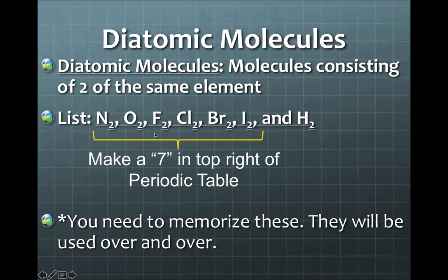Nitrogen, oxygen, fluorine, chlorine, bromine, iodine, and hydrogen. If you pick up your periodic table right now and look at it, the nitrogen, oxygen, fluorine, chlorine, bromine, iodine are going to make a 7 in the top right-hand corner of the periodic table, not including the noble gases. Hydrogen's kind of the oddball as always over in the top left-hand corner, but these are the gases which always form diatomic molecules. If you draw out their Lewis structures, you'll see why they always form diatomic molecules.